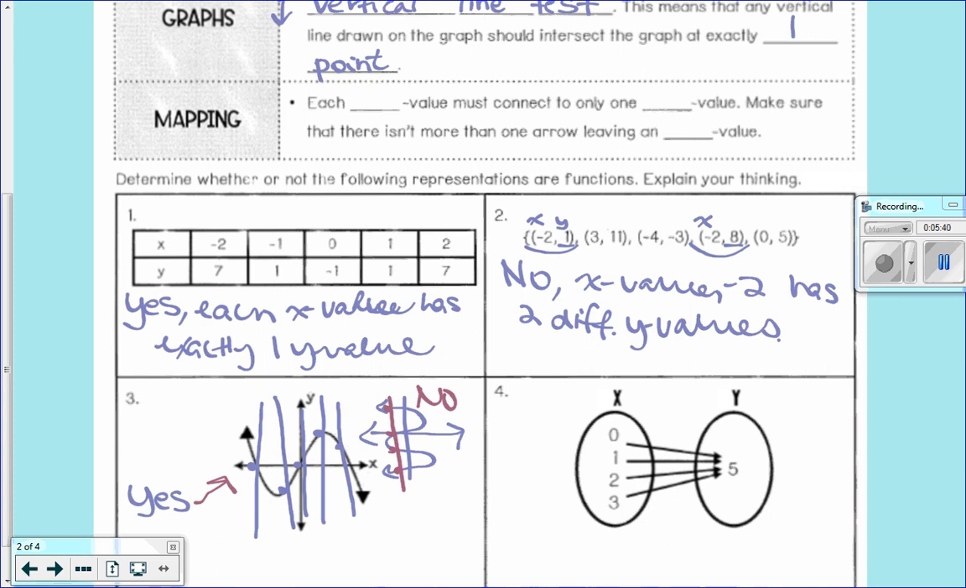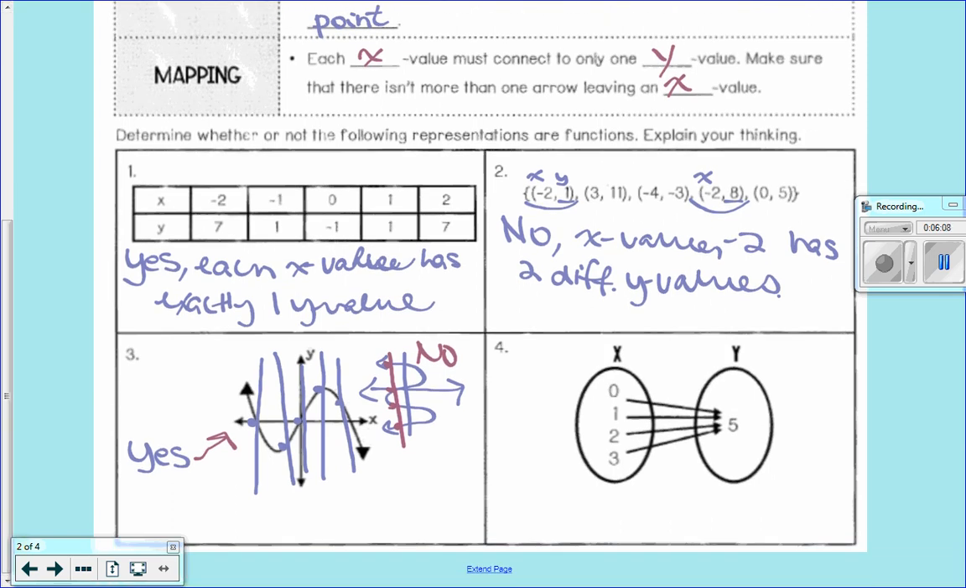Okay, so let's look at an example of mapping. Each x value must connect to only one y value. Make sure that there isn't more than one arrow leaving an x value. How many arrows can leave an x value? One. Remember, one x value for one y value. So let's look at example number 4. Is this a function? No. Why? Make sure there's one arrow leaving an x value. Is there one arrow leaving each x value? Is there? Yes.